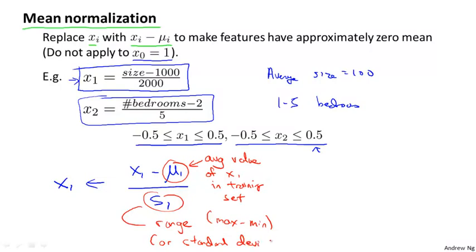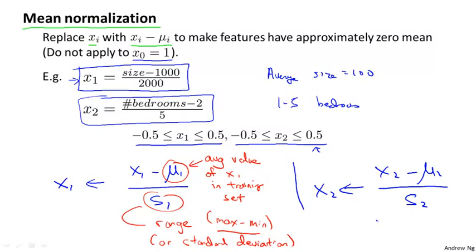And similarly for the second feature x2, you replace x2 with this: subtract the mean of the feature and divide it by the range of values, meaning the max minus min. And this sort of formula will get your features, maybe not exactly, but roughly into these sorts of ranges. And by the way, for those of you that are being super careful, technically, if we're taking the range as max minus min, this 5 here would actually become a 4. So if max is 5, min is 1, then the range of bedroom values is actually equal to 4.